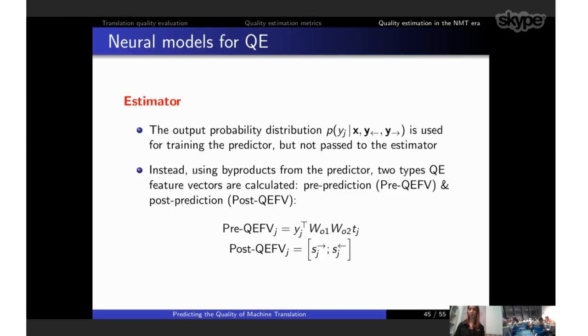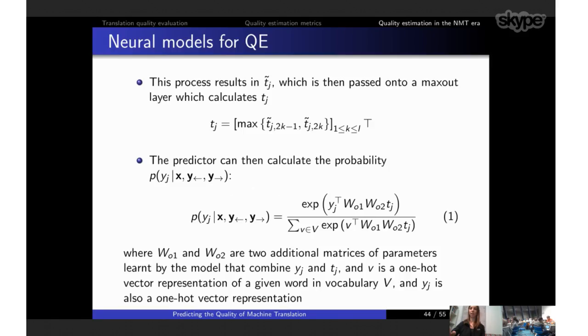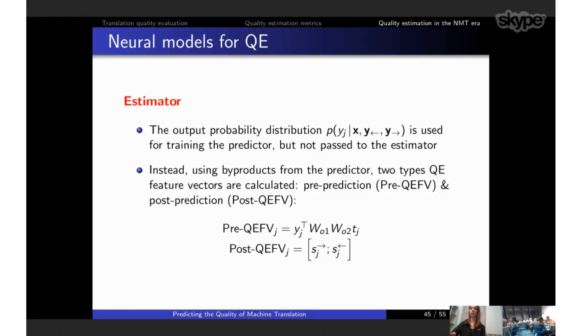And they have two types of quality vectors. One of them is almost the unnormalized probability. So it's basically this numerator here before any normalization or marginalization. This is what they call the pre-quality vectors for the YJ word. And the other one is what they call the post-quality vectors.